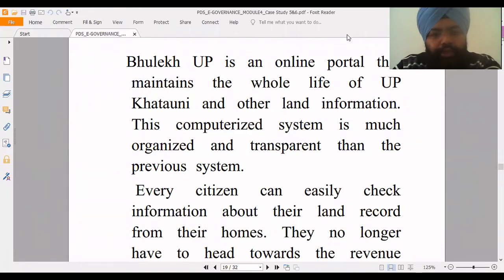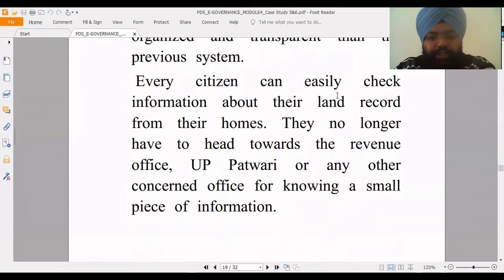So, Bhulekh UP is an online portal that maintains the whole record of UP, Khatoni, and other land information. This computerized system is much more organized and transparent than the previous system. Every citizen can easily check information about their land record from their homes. They no longer have to head toward the revenue office, Patwari, or any other concerned office for knowing a small piece of information.